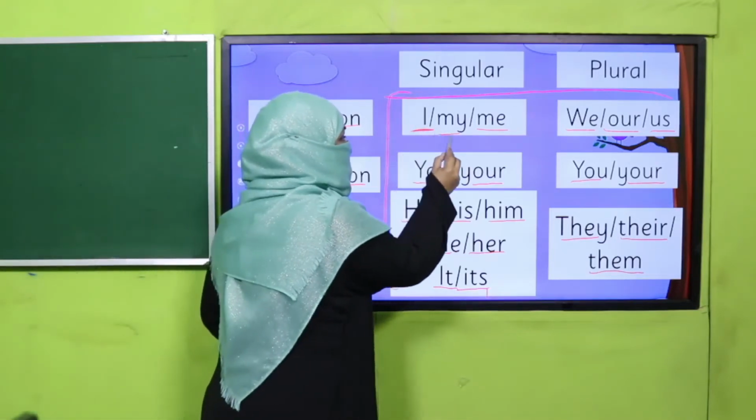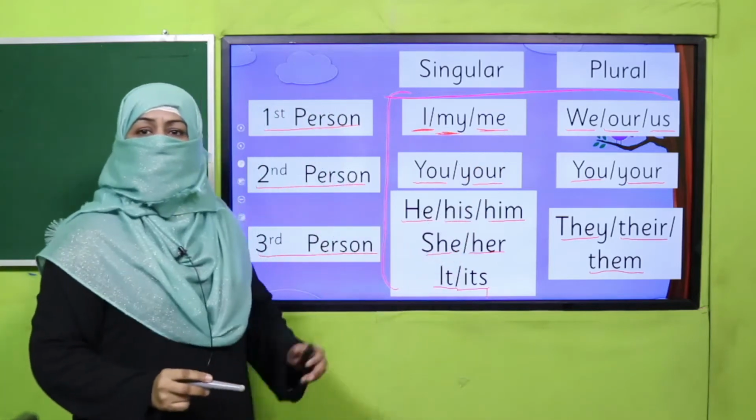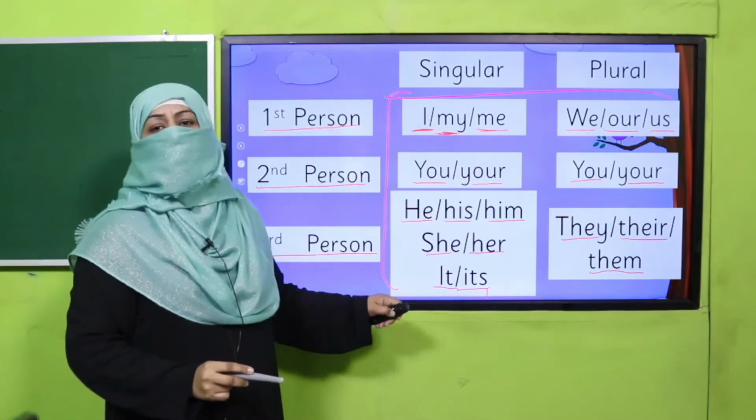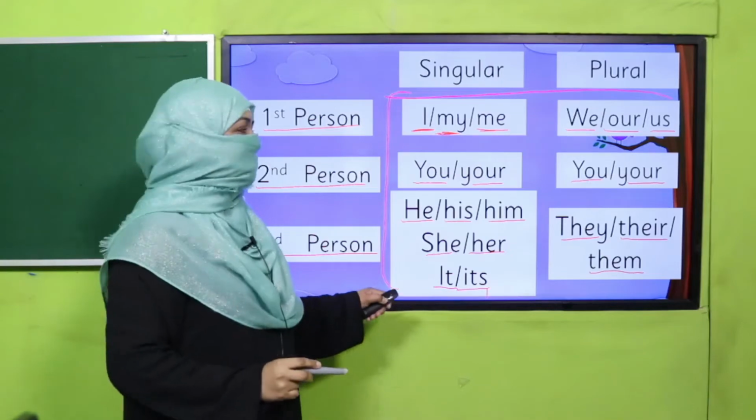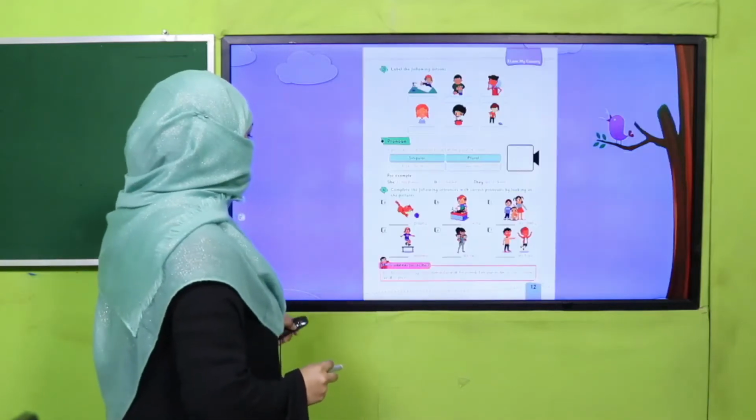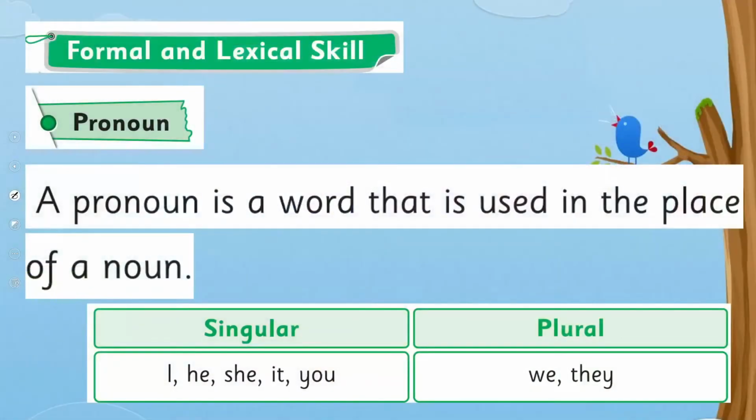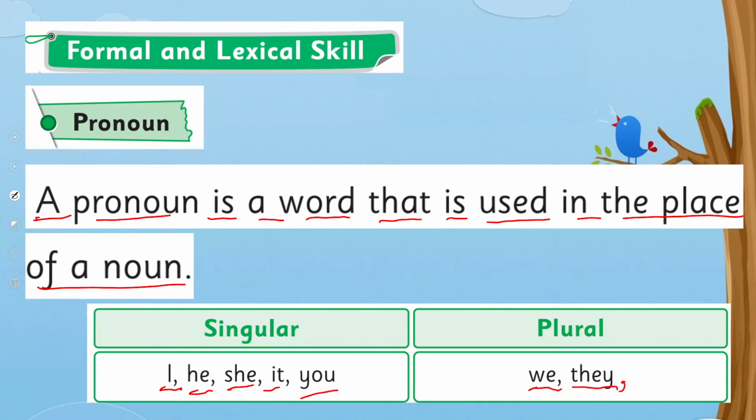Whenever we replace nouns with these words, these are all pronouns. Okay, so let's practice it from your book. What does your book say about it? A pronoun is a word that is used in the place of a noun. For singular, it's I, he, she, it, or you. For plural, it's we, they, and for more than one, it is you as well, right?